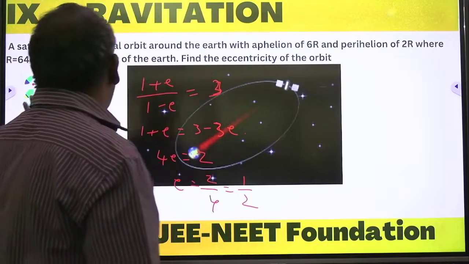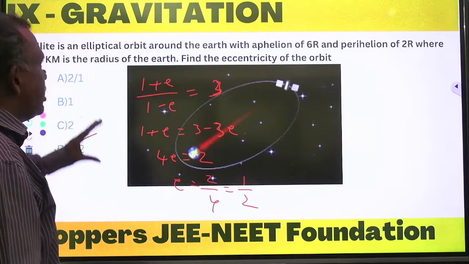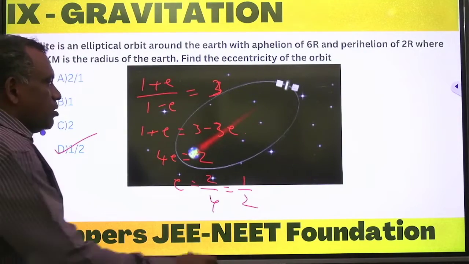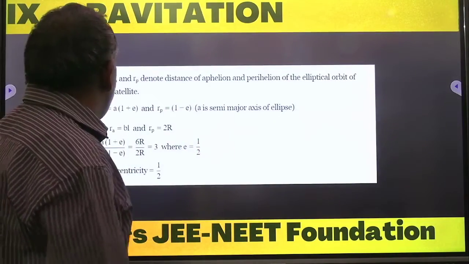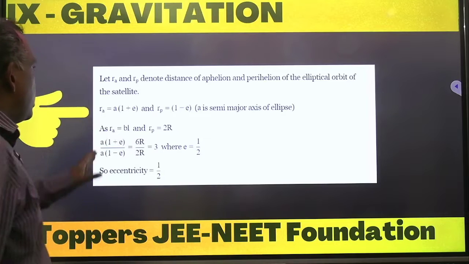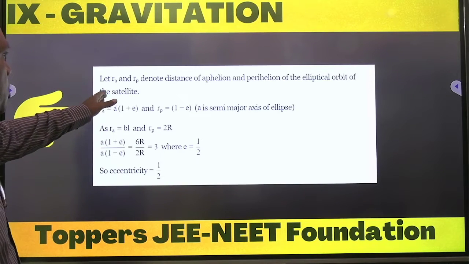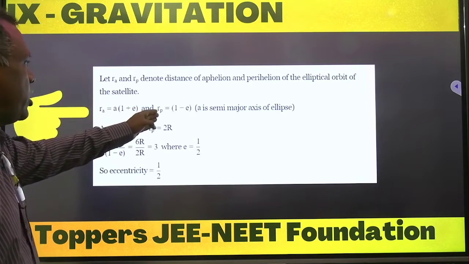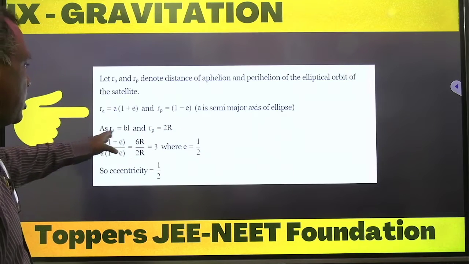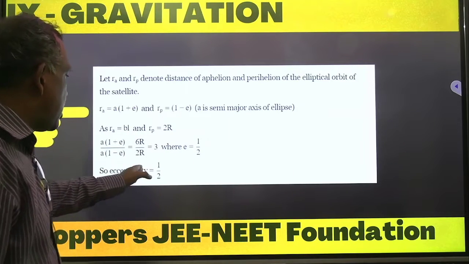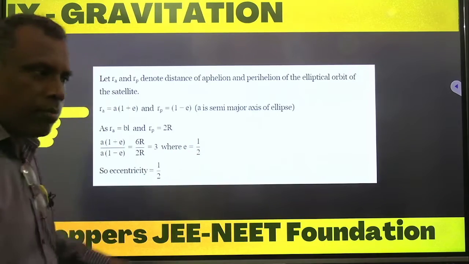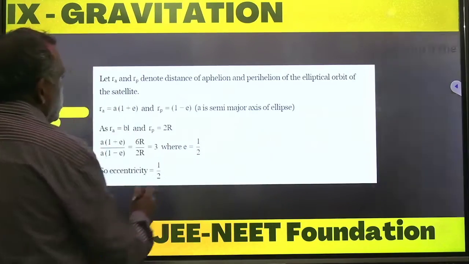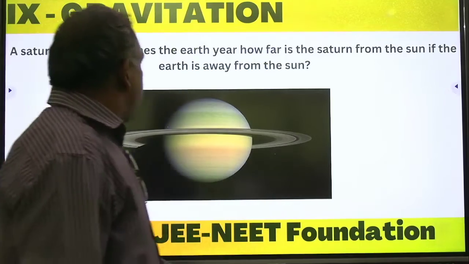This is question number 1 in the single correct answer type. So the next question. This is the simple way. Explanation is given for that question: A into 1 plus E, A into 1 minus E, what I explained, the same thing, 6R by 2R is 3, and the eccentricity value is 1 by 2. I hope you understand.